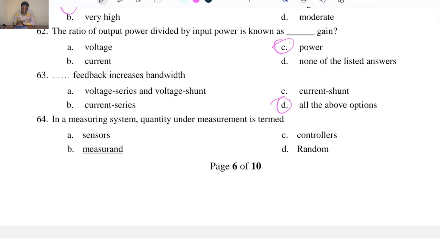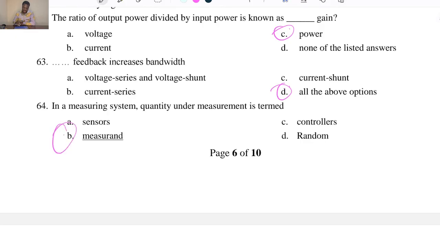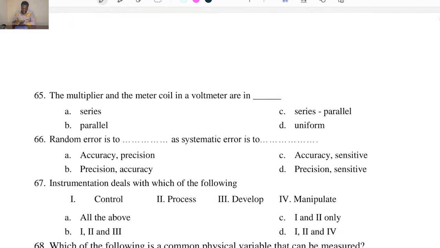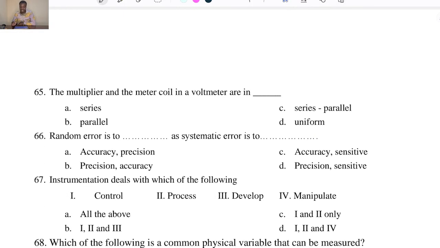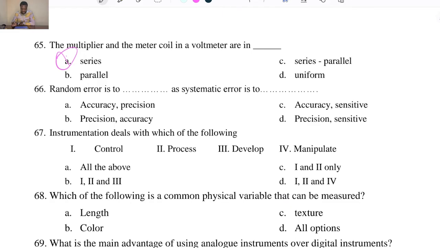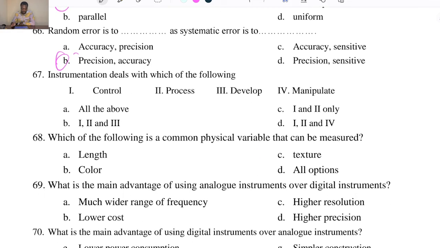In a measuring system, the quantity under measurement is called the measurand, right? The ammeter multiplier and the meter coil in a voltmeter are in series, right? Question 66. Random errors are to precision, and systematic errors are to what? Accuracy. So the answer here is B.